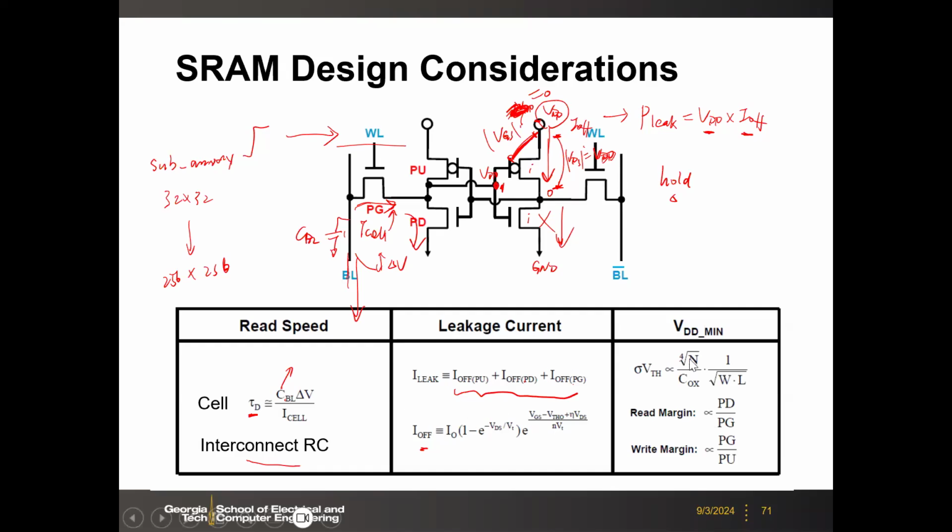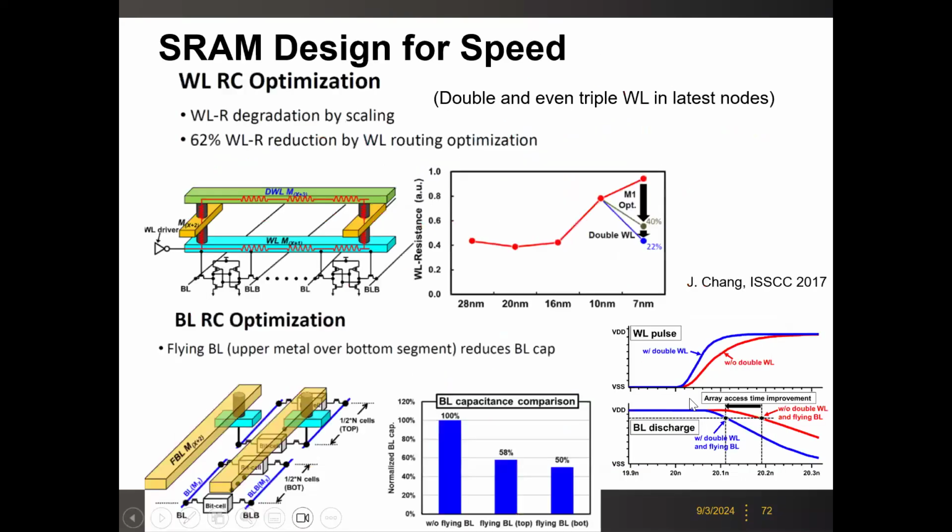Okay, so then let's continue the discussion on speed. This is a new slide I added for this year. If you look at SRAM design for advanced nodes, the RC delay from the interconnect plays a more and more important role. So the word line and bit line RC needs to be managed.